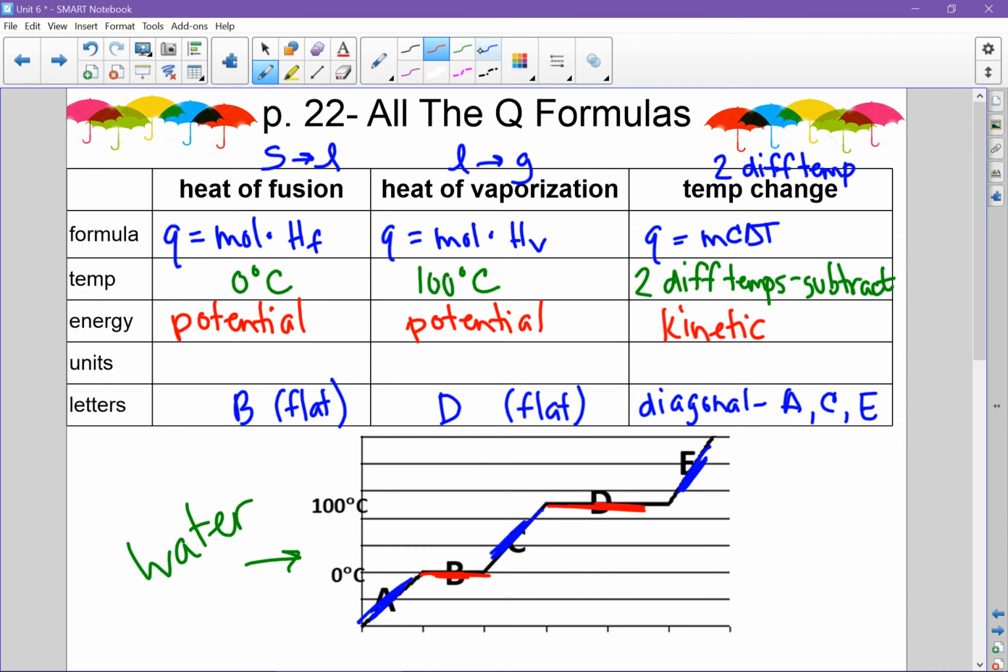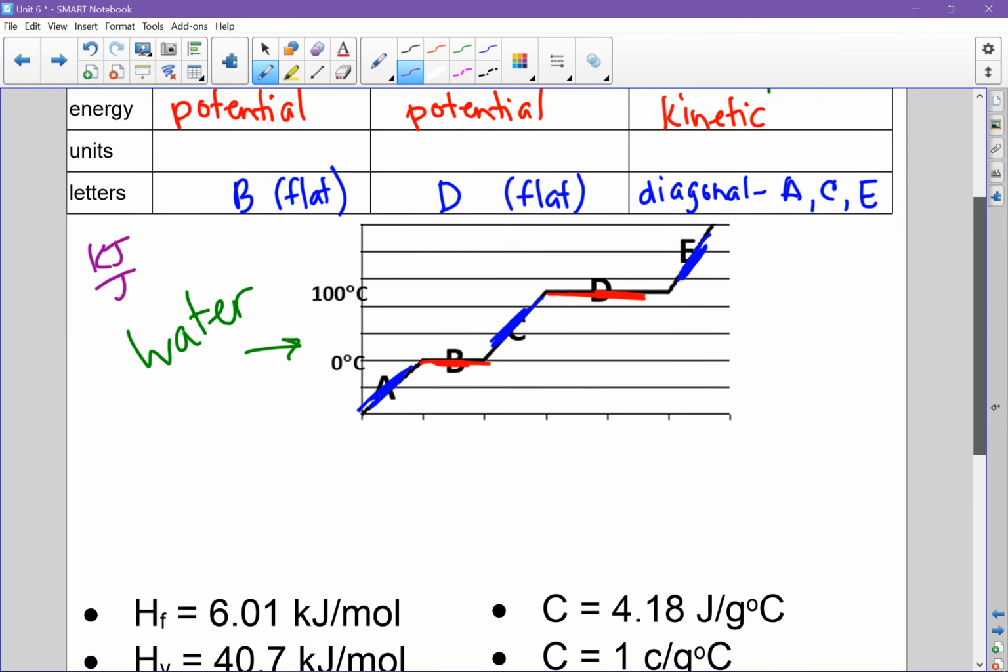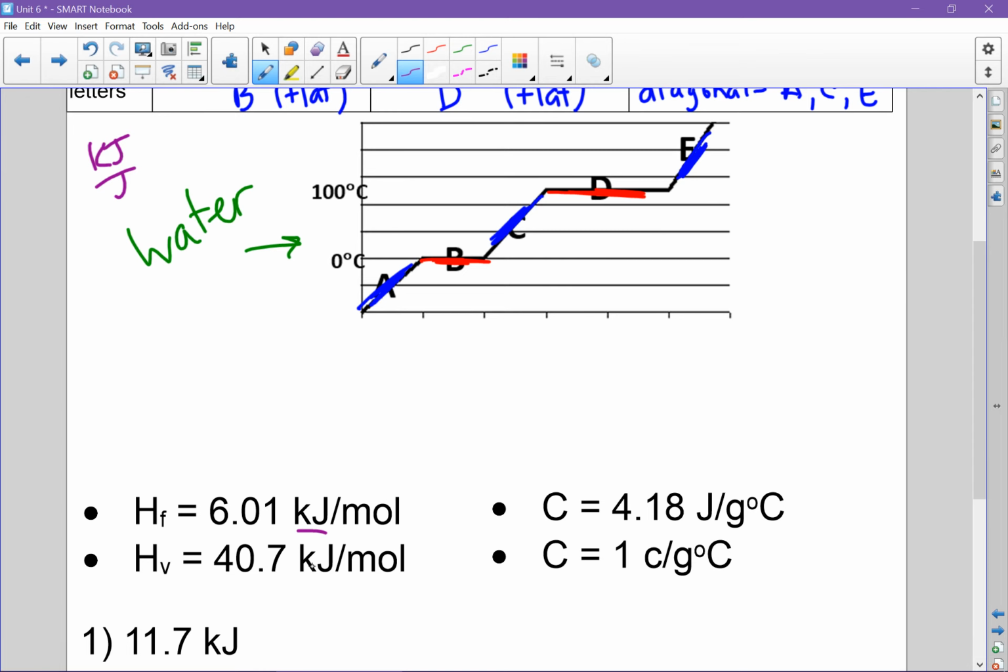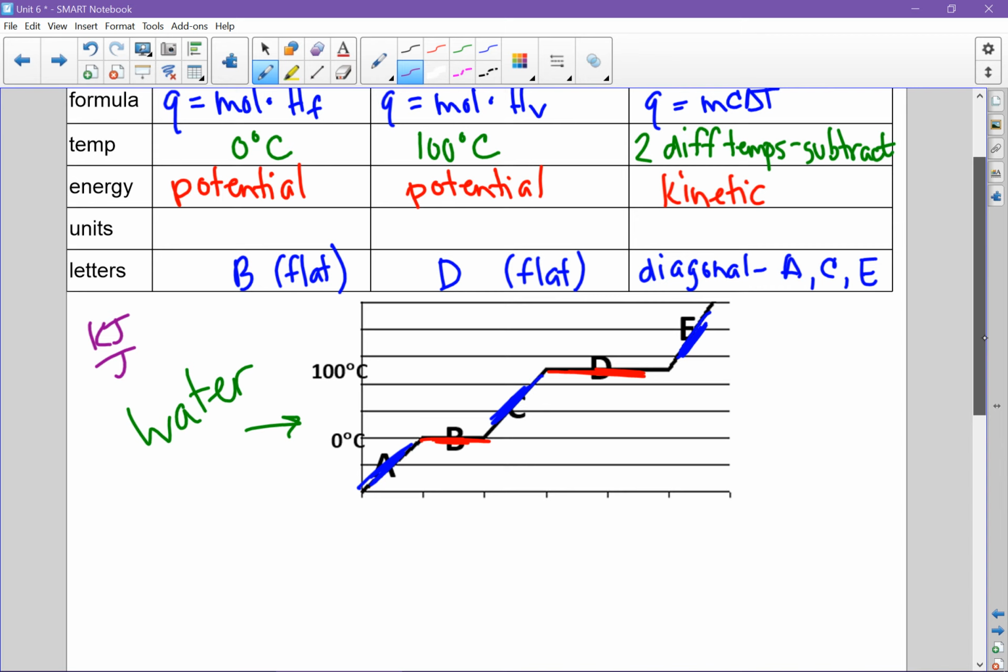Okay? Lastly, we've got to think about the units. Our options for units, it could be kilojoules or it could be joules. You'll know from the units that are given to you, like if you look down at the numbers, see how it says kilojoules or joules or calories? You'll know from the unit, but you have a couple of options.